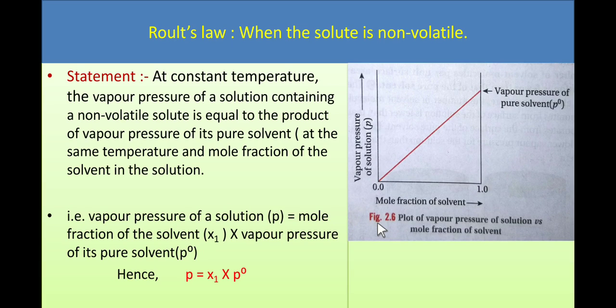Now we try to explain with a graph, that is a graphical representation. Along the x-axis here we plotted the mole fraction of the solvent, that is x1, and along the y-axis it is the vapor pressure of the solution, that is P. The equation P equals x1 times P naught is like the equation of a straight line, that is y equals mx type. Therefore the graph will be a straight line going through the origin.